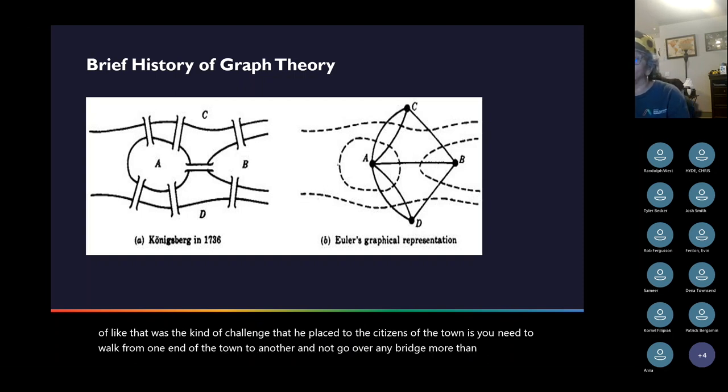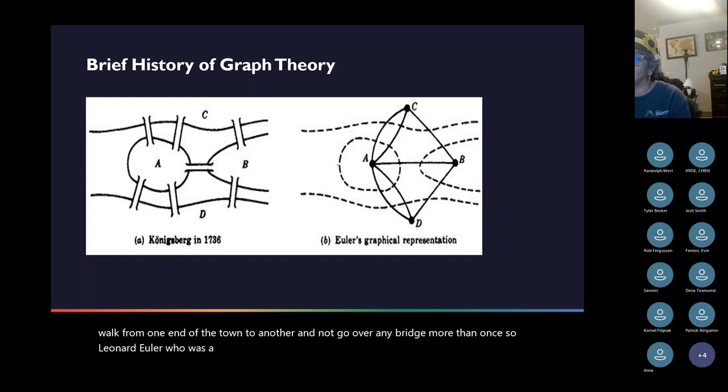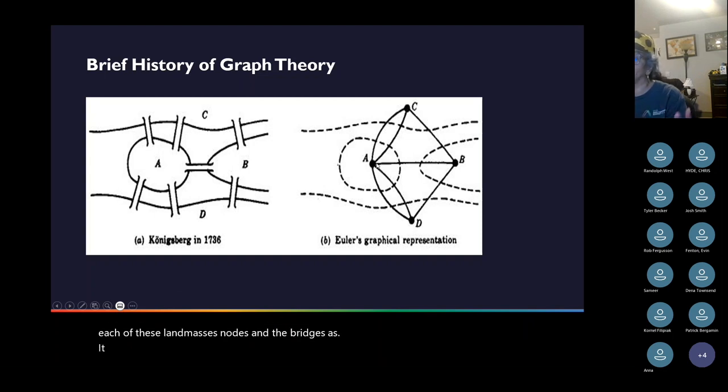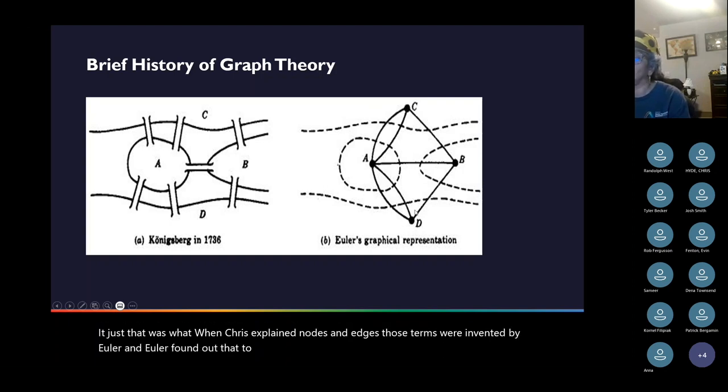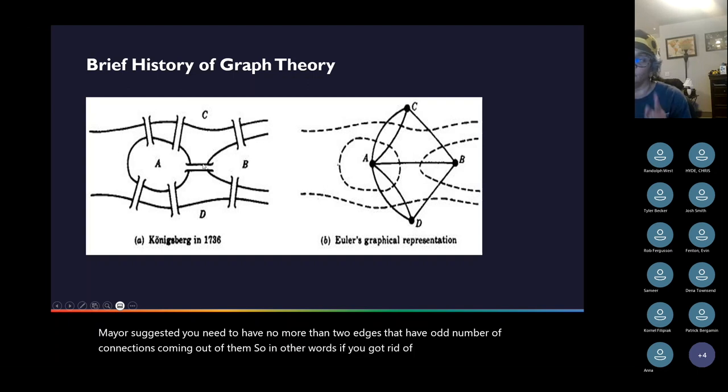So Leonhard Euler, who was a mathematician who lived back then, took this challenge and he made a mathematical theory out of it. He called each of these land masses nodes and the bridges edges. When Chris explained nodes and edges, those terms were invented by Euler. And Euler found out that to actually accomplish what the mayor suggested, you need to have no more than two nodes that have an odd number of connections coming out of them. So in other words, if you got rid of one of these bridges, you could do what he said.